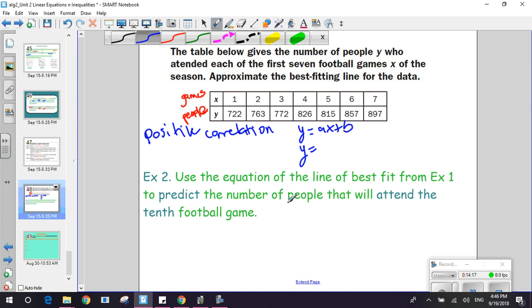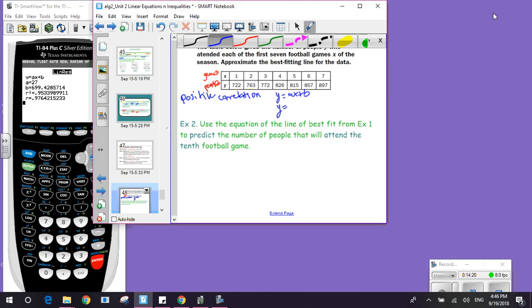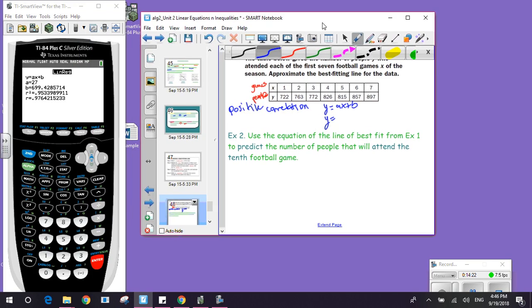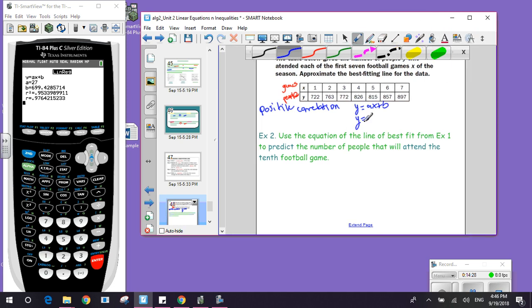But then they told us what a represents. And so we're going to put 27 here. That's our slope of our line, just like m was. And then plus b. B is a decimal, which is approximately 699.43. So I can expect to see this equation in under y equals for y1.